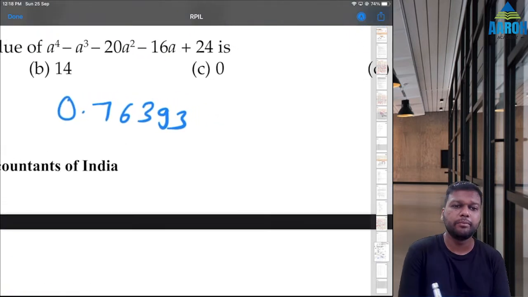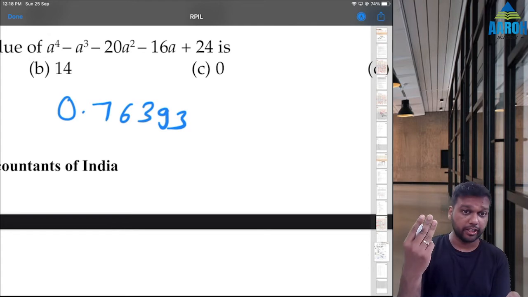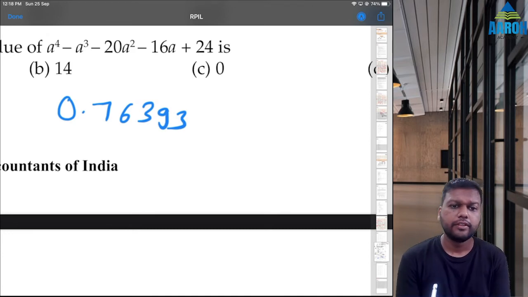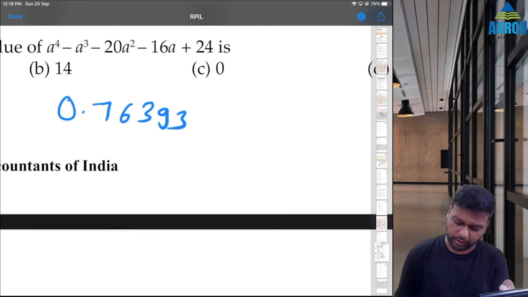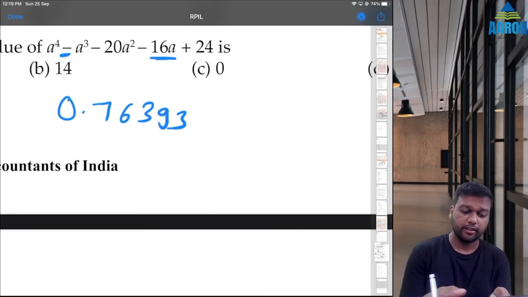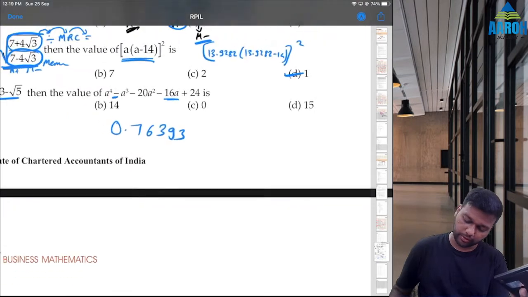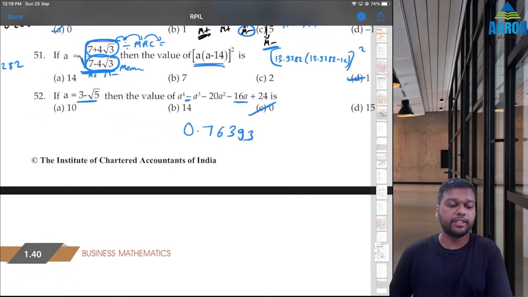Let's do this. This is easy because there are no reciprocals. A raised to 4. So 0.76393 into and 3 times equal to, right? A raised to 4 is into and 3 times equal to, M plus. Then A cube, 0.76393 into and 2 times equal to. We have to subtract this, so M minus. Then 20a square, so 0.76393 into equal to into 20 M minus, then 16a, so 0.76393 into 16 M minus, and 24 M plus. If you press MRC, you get 0.0000 something, so 0 is the correct answer. Option C for question 52.